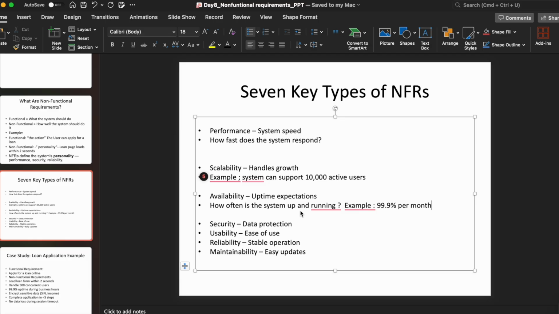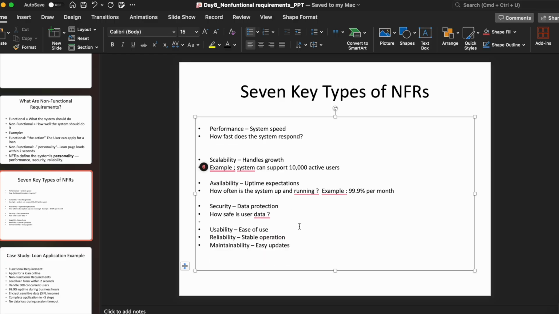Next one is security. What does security mean? How safe is user data? Remember, when we send external data to the credit union, we say it is encrypted, right? Those kinds of things are security. All passwords must be stored in an encrypted format. Personal PI data should be masked, something like that, right?